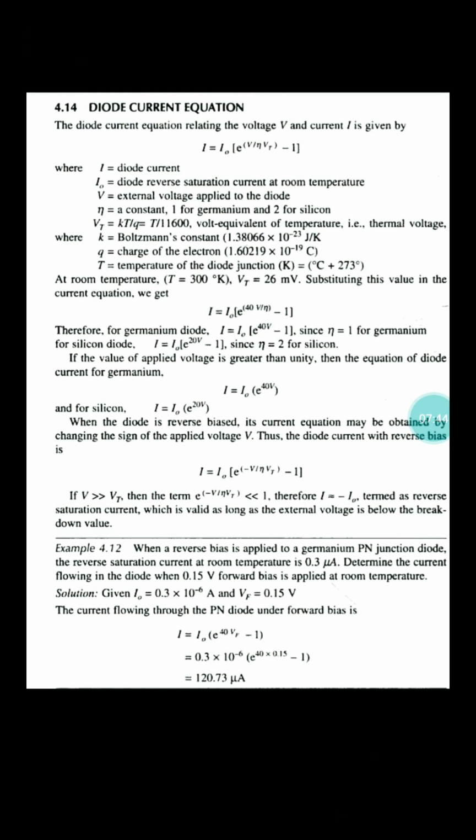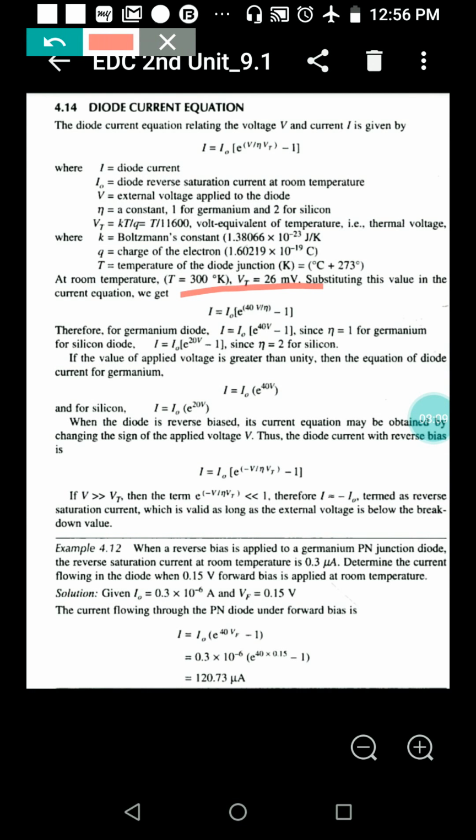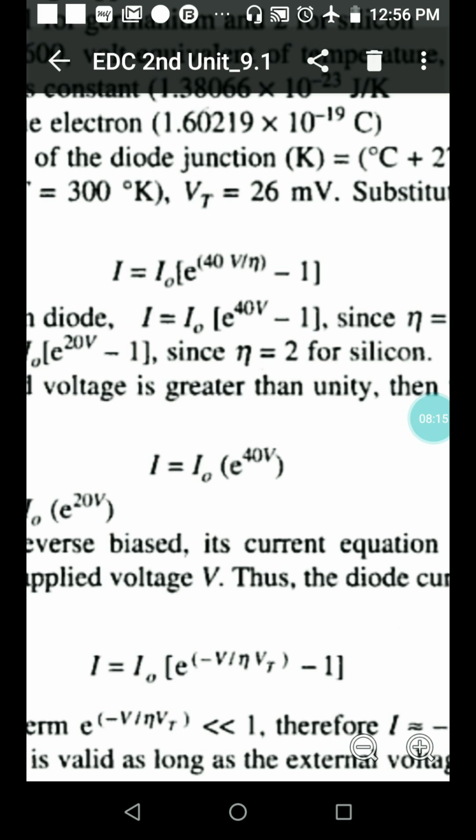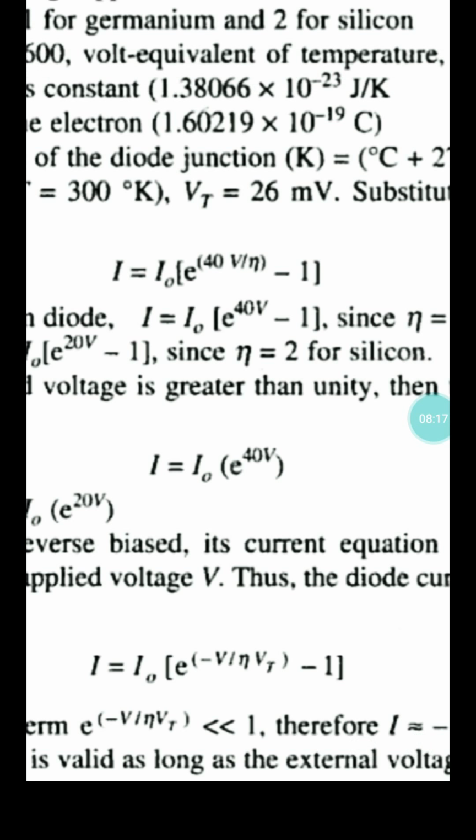Now once again I will read the diode current equation. I is equal to I naught into e to the power of V by eta Vt, minus 1. Vt means volt equivalent of temperature. Now for example, if T is equal to 300 degrees Kelvin, nothing but room temperature, how does the diode current equation convert? It converts into this: I is equal to I naught into e to the power of 40 V by eta.